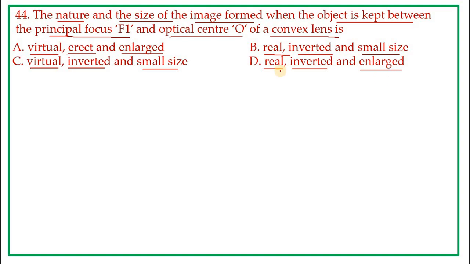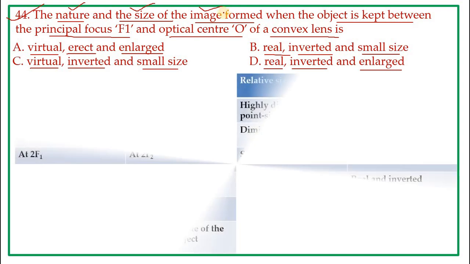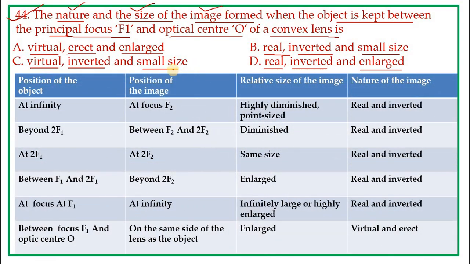Children, this kind of problem will definitely be there, which is related to nature, size and image formed. For this you have only lens tables. I mean two tables you have, one for convex lens and another for concave lens, that you practice very well. From that you will definitely get one question. So let me take the table which is related to convex lens.